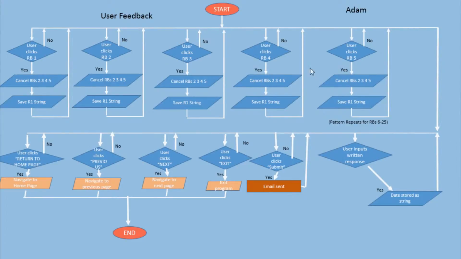Okay, so here is a simple flowchart for the user feedback GUI. Basically, the user answers 4 questions using radio buttons, which turn off the corresponding radio buttons, and saves their response as a string. This process is repeated for each of the 4 questions that the user is asked. There's also an edit box for the user to add their own written responses to help us make the GUI better.